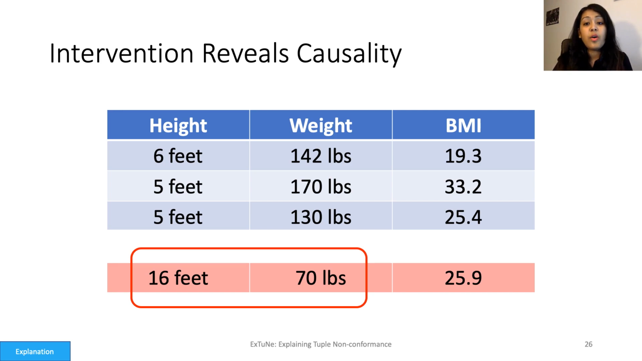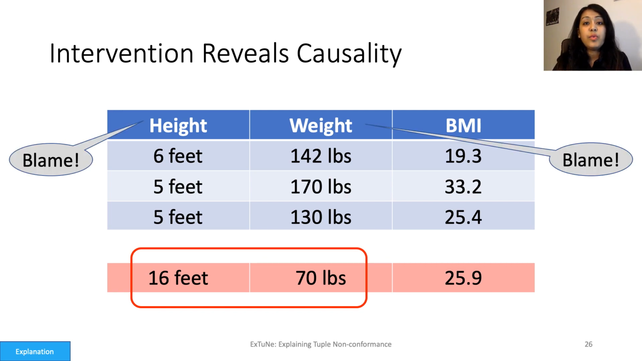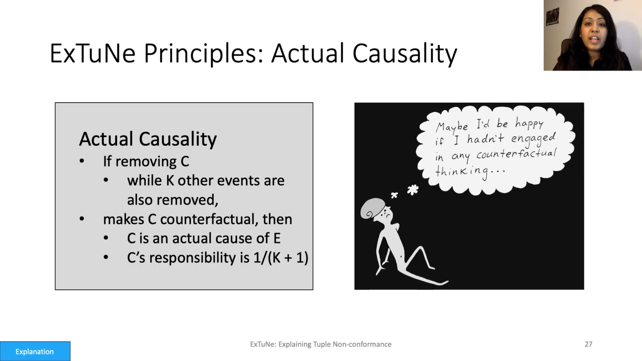If intervening on a single attribute doesn't work, then we try intervening on different subsets of attributes until we can make the tuple conforming. For example, in this case, both height and weight would get the blame and share equal responsibility for causing non-conformance, because this person is too tall and has a very low weight. ExTuNe's principle is based on actual causality and responsibility. I will skip the details in this talk, but please refer to our paper for more details on this.